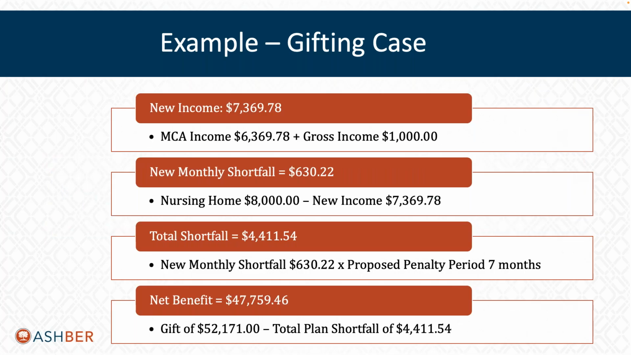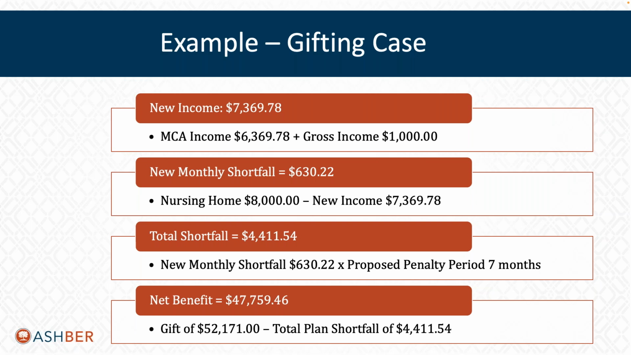All right, and then this slide here is going to go over all the remaining steps, 7 through 10. Step 7 is the new income, which is done by taking the gross income and adding the Medicaid compliant annuity payment. Then in step 8, we're calculating our new monthly income shortfall, which we still have because the nursing home is $8,000, and we're subtracting the new income, which is $7,369.78. So $630.22, I think, is a really great shortfall.